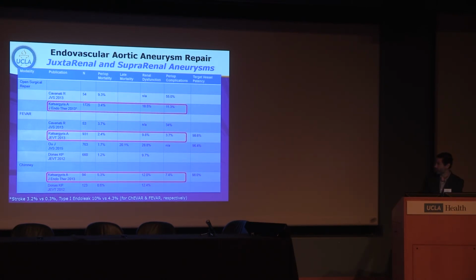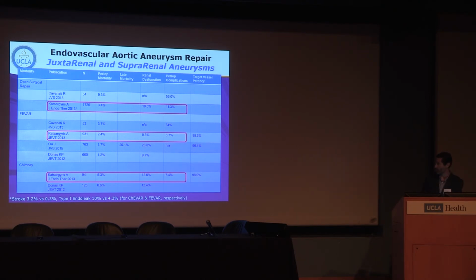This study, which was a large meta-analysis published in 2013, looked at almost 2,000 patients undergoing open surgery compared to almost 1,000 undergoing fenestrated endografting, and about 100 undergoing the chimney approach or parallel limb approach, and found similar patterns. Essentially, the first thing to note is relatively low mortality across the board, but certainly lower rates of renal dysfunction in those patients undergoing a fenestrated or chimney approach relative to the open approach. The same is true in terms of the trend toward decreased complication rates in those undergoing a fenestrated or chimney approach.